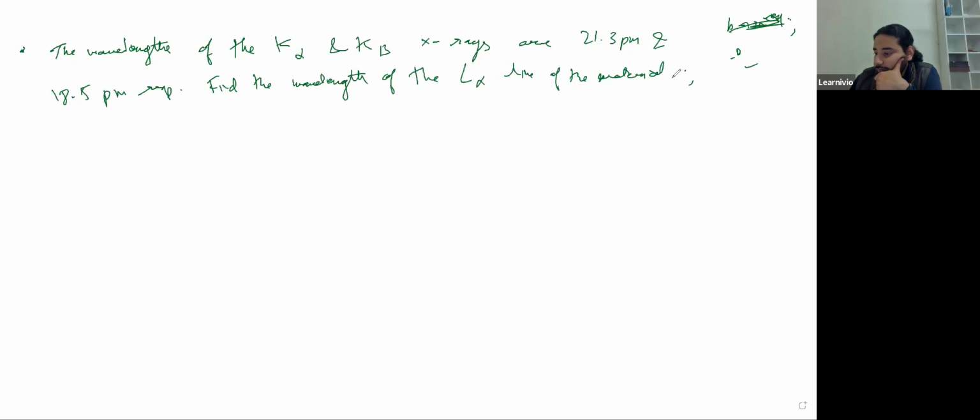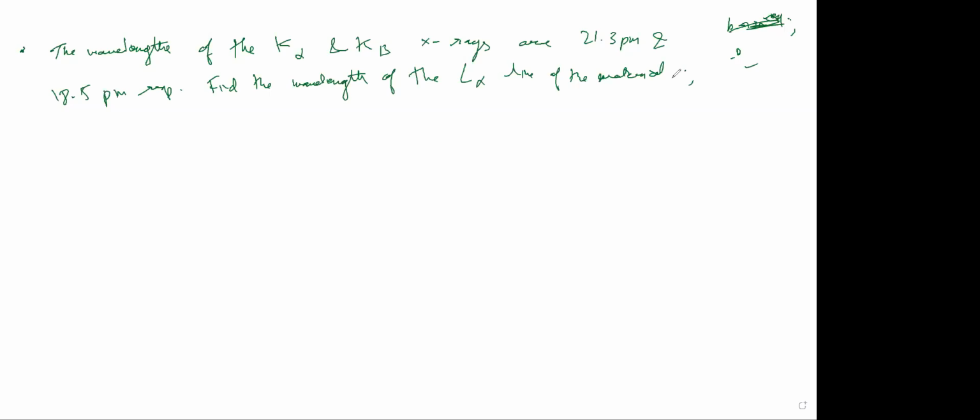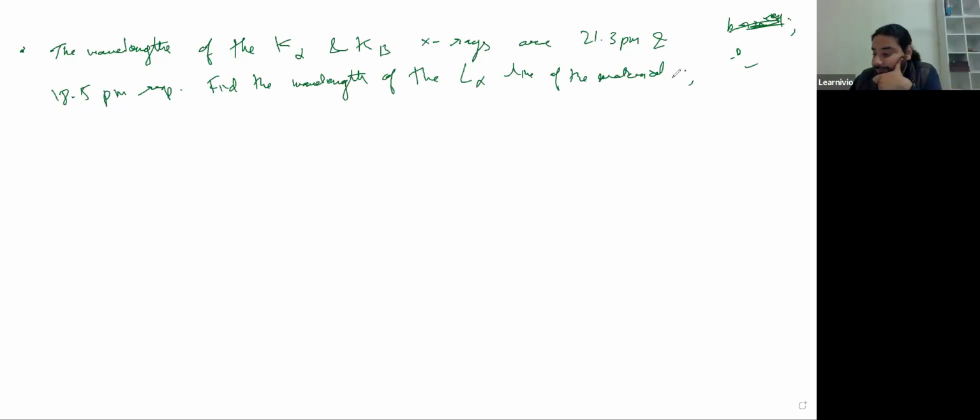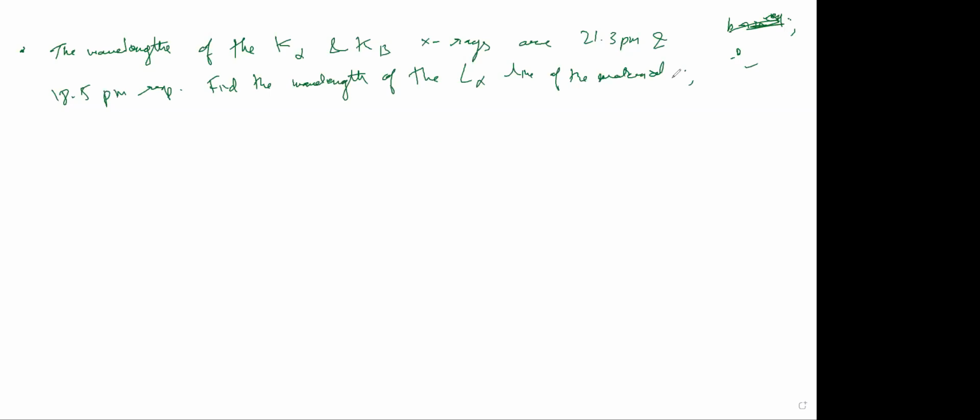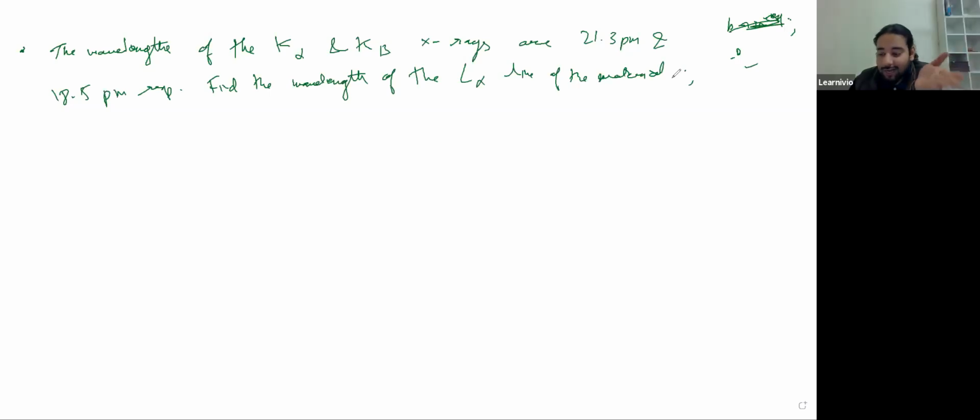So K alpha is used for which lines? Do you remember? Lyman line, yes. And L alpha? See, it's K, L, M, N, right? So L has to be Balmer. It's Lyman, Balmer, Paschen, Brackett. So K, L, M, N.